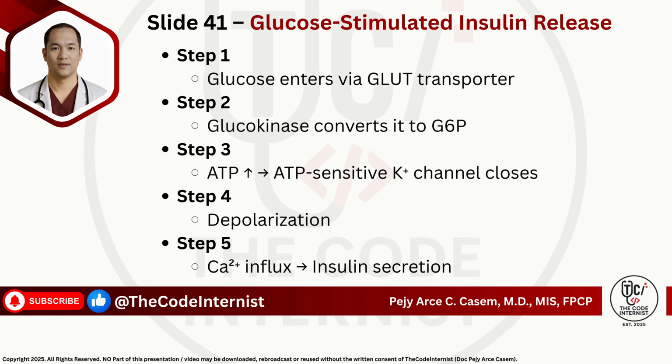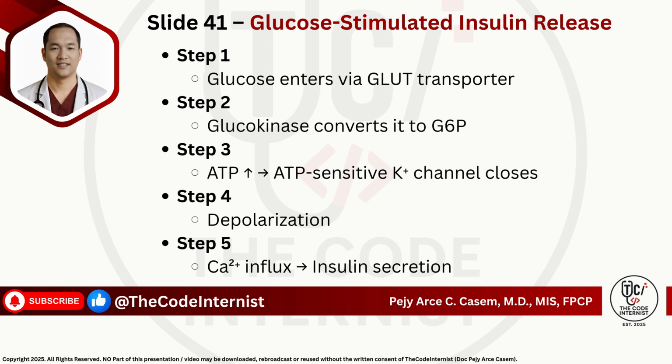Let's break down how glucose triggers insulin release. First, glucose enters the beta cell through a specific transporter. Then, it's processed by glucokinase, which is the critical gatekeeper step. As the glucose gets metabolized, ADP increases, which leads to the closing of potassium channels. This changes the cell's electrical state, causing calcium to flow in, and that's what actually triggers insulin release.